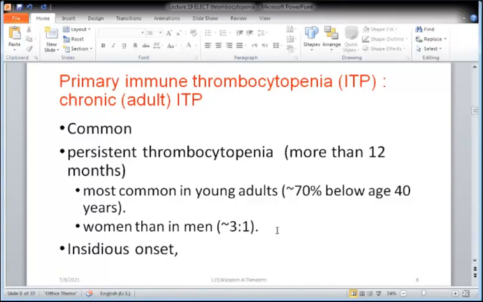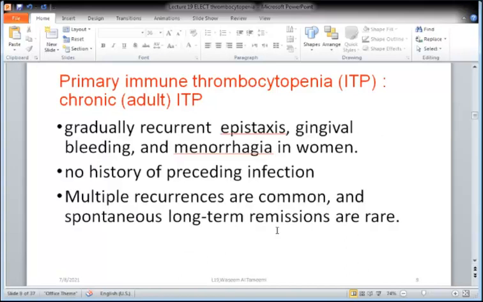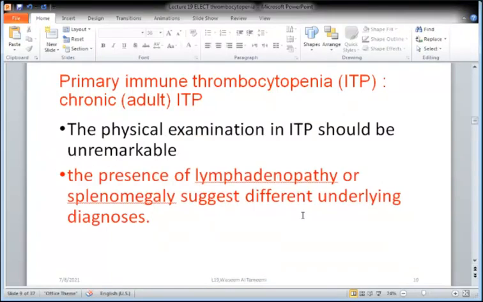عادة in chronic ITP there is no immune trigger evidence، ما أكفت هذا ال preceding viral infection or vaccination. No history of preceding infection. Presentation is gradual, recurrent epistaxis, gingival bleeding or menorrhagia in women. Multiple recurrences are common and spontaneous long-term remission is rare.